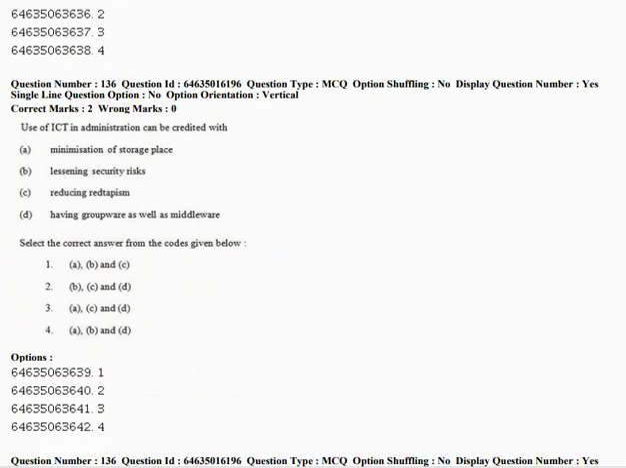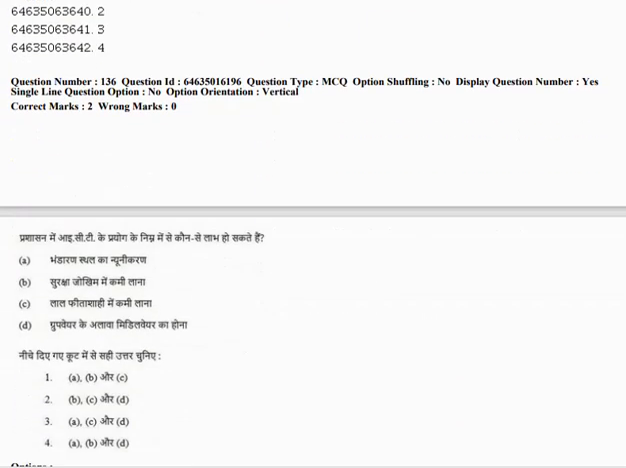136. Use of ICT in administration can be credited with minimizing the storage space, lessening security risk. No, security risk तो बढ़ा हुआ है. वायरस वगैरह का अटैक होते रहता है. मालवेयर का अटैक भी देखा गया है. रिड्यूसिंग रेड टेपिज्म सही है. हैविंग ग्रुपवेयर एंड मिडलवेयर सही है. Means A, C and D, that is option number 3 is the correct answer.